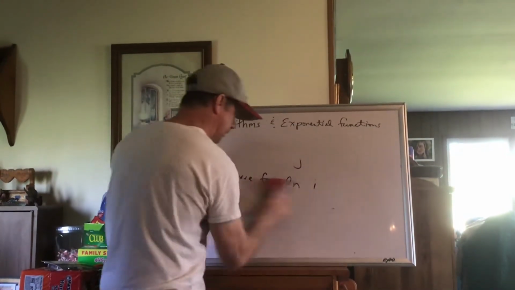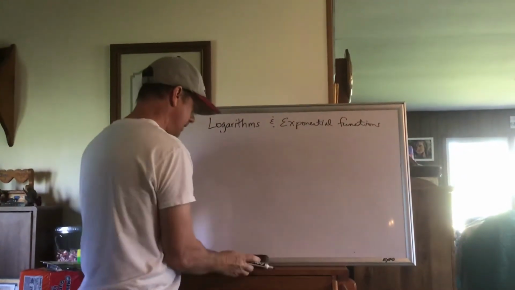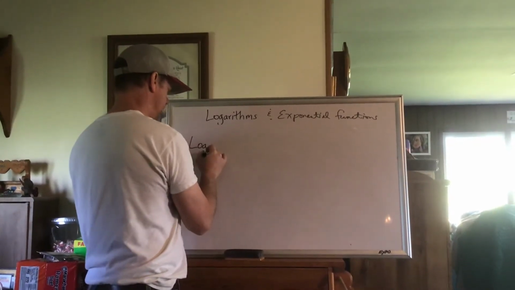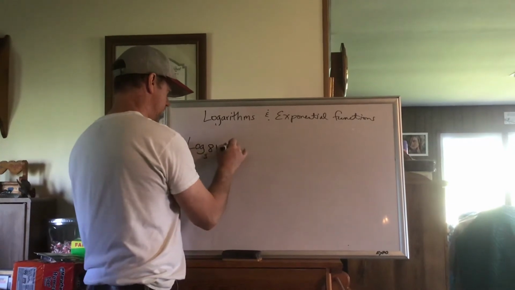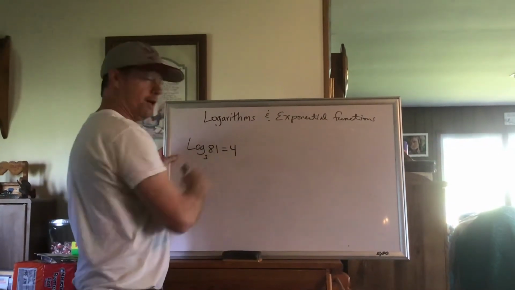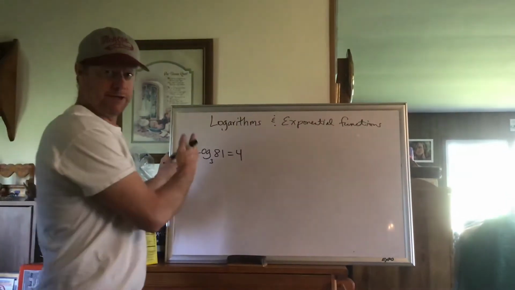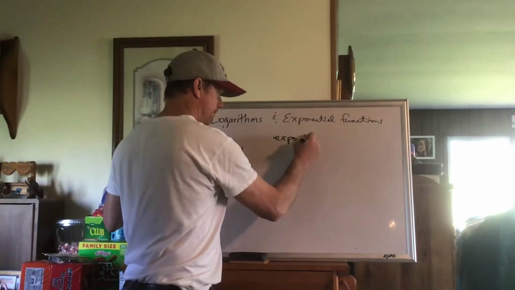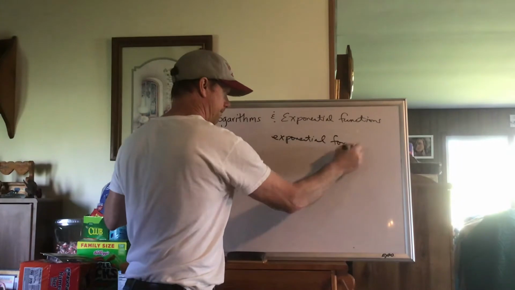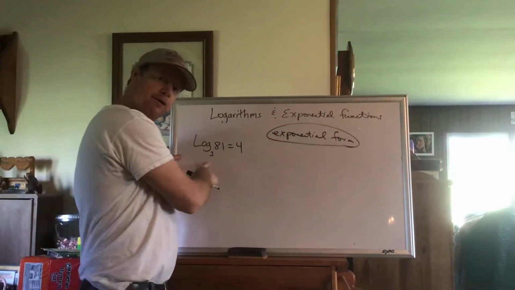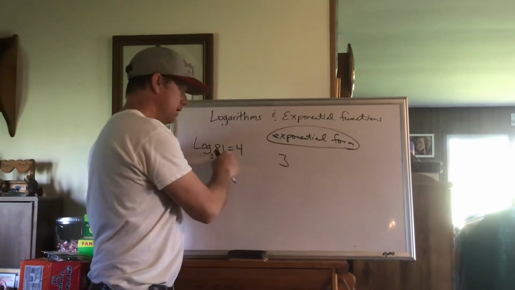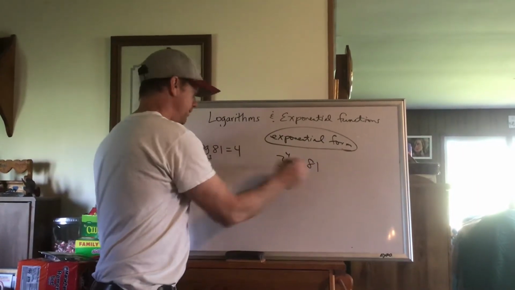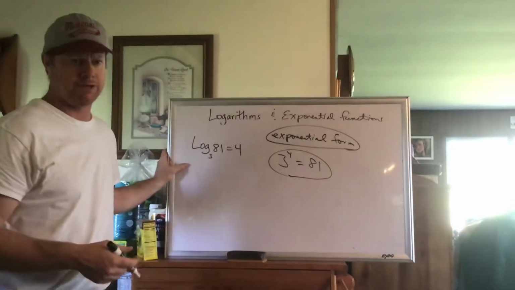Some more things that you will need to know how to do. Say I give you log subscript 3, 81 equals 4, and I say write that equation that's in logarithmic form into exponential form. Well, in exponential form, this little subscripted number down here is going to be your base. Logs are exponents, so 4 is the exponent, and it's going to equal your solution, which is 81, and 3 to the 4th is 81.